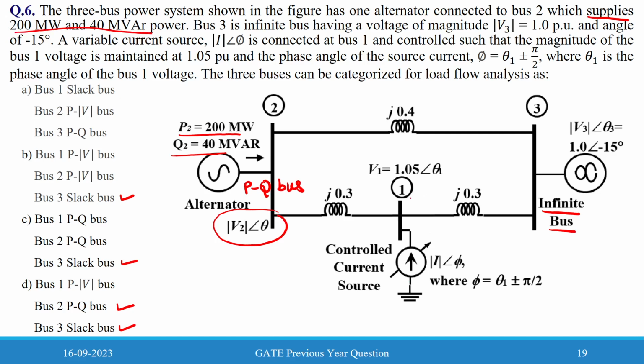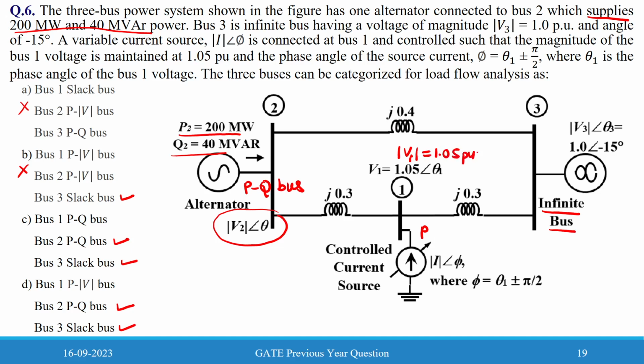And now we are left with bus 1. So this is also correct, and these options are incorrect. So we need to find this bus 1, whether it is PQ bus or PV bus. In this bus, voltage magnitude V1 is given. And how can we say that P is given also? Because at bus 1, the magnitude of bus 1 voltage is maintained at 1.05 per unit.